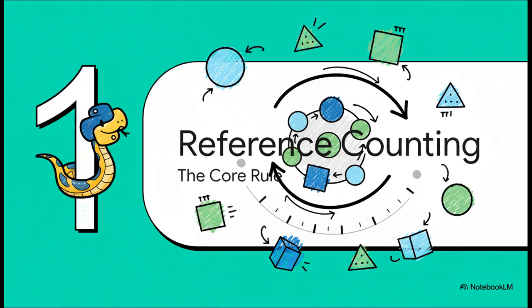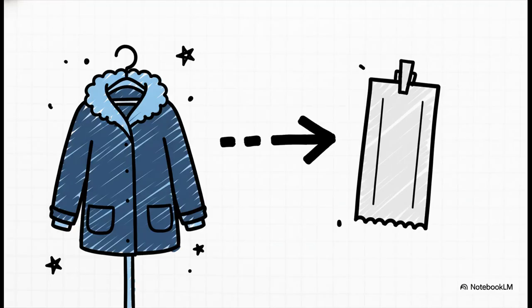Okay, so let's start with the absolute core of it all. It's a simple but really powerful concept called reference counting. This one idea basically governs the entire life of every single object you create in Python. To make this super intuitive, let's use an analogy. Just imagine an object, let's say it's a list, is a coat that you've checked in at a party. Now, every variable that points to that list is like a claim ticket for that specific coat.